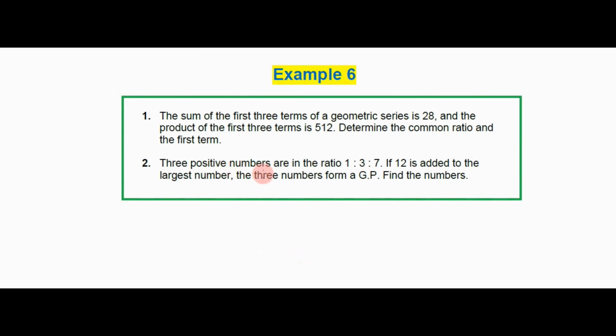In the second question here, it says 3 positive numbers are in the ratio 1:3:7. If 12 is added to the largest number, the 3 numbers form a GP. Find the numbers.